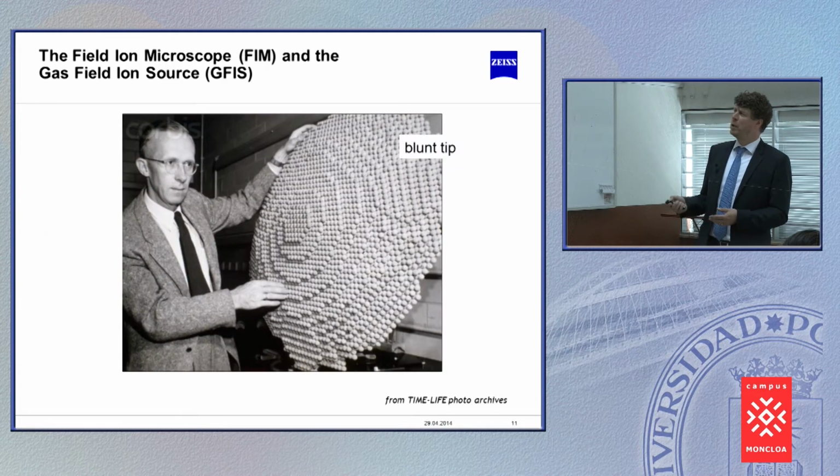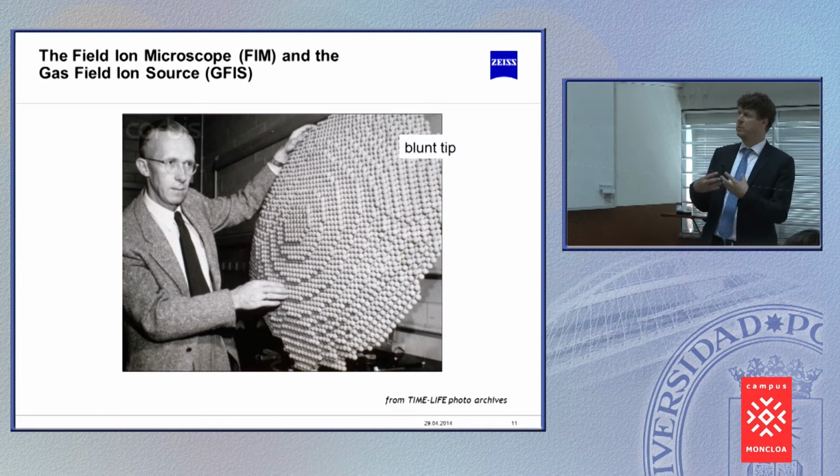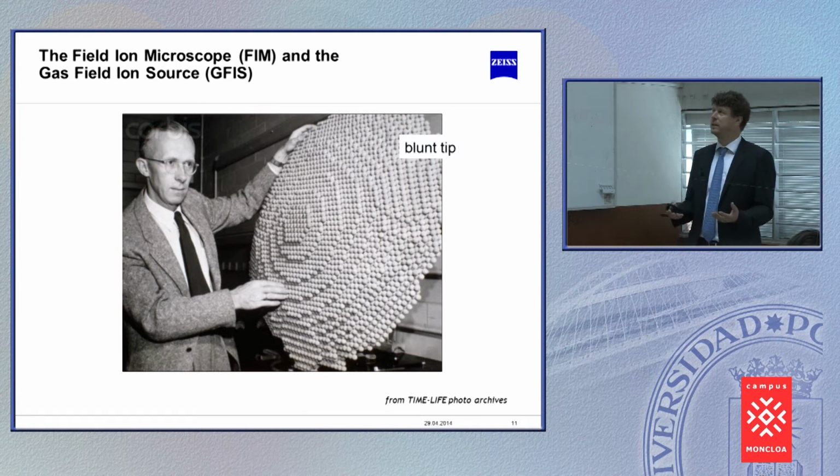So this is Erwin Müller with some model of his tip, the front of the tip. And he shows here all the tungsten atoms of the tip. It's a single crystalline, but you can also use polycrystalline materials. But then the interpretation of the images makes no sense.